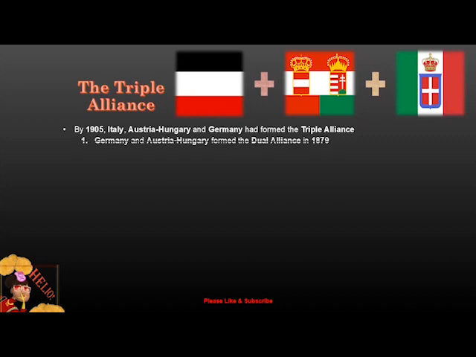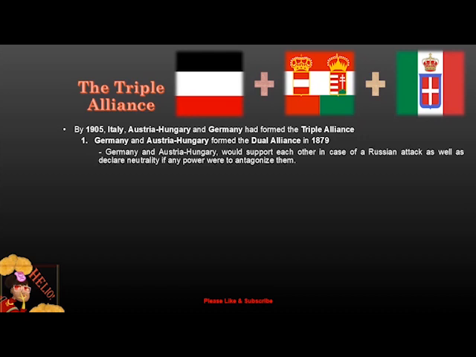So, first of all, Germany and Austria-Hungary formed the Dual Alliance in 1879. This alliance basically stated that Germany and Austria-Hungary would support each other financially in case of a Russian attack, as well as declare neutrality if any power was to antagonize them.